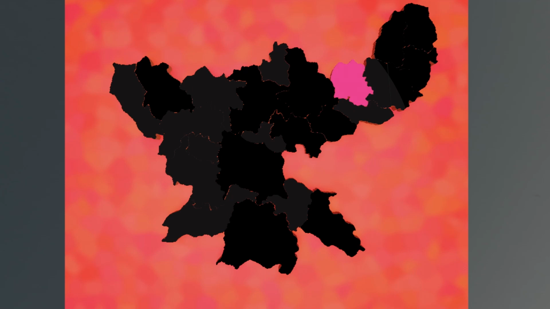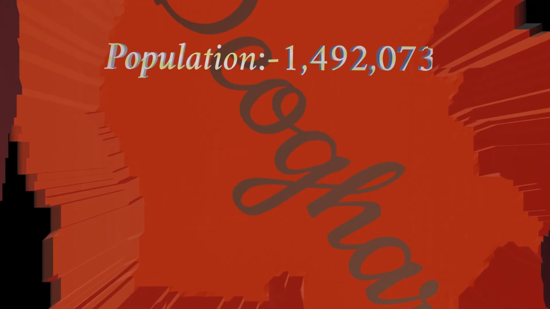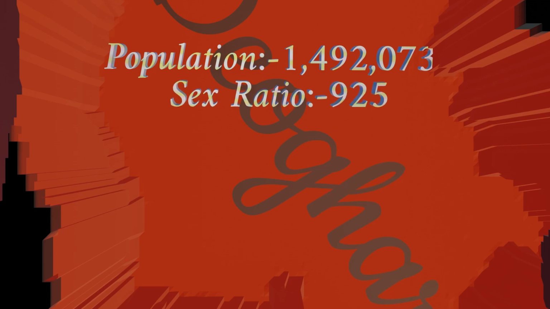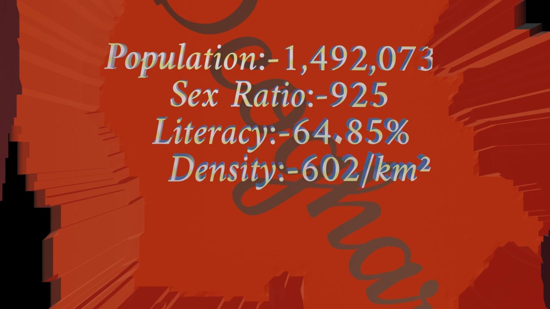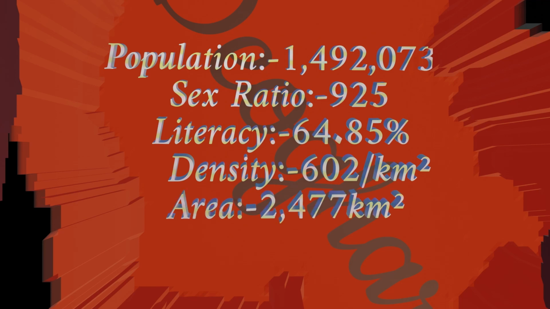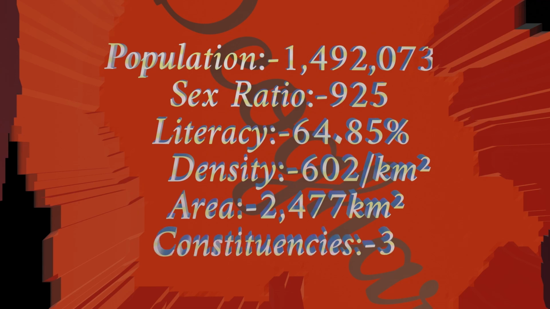Now let us move to Devghar. Population of Devghar is 1,492,073. Sex ratio is 925. Literacy rate is 64.85%. Density is 602 per kilometer square. Area is 2,477 kilometer square. Constituencies are 3.